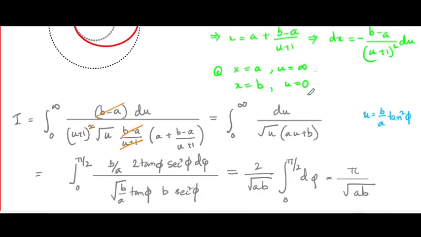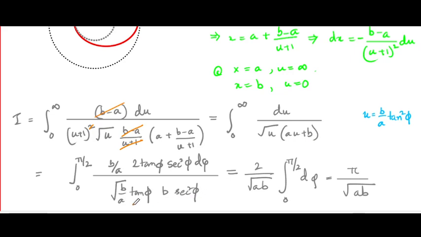But now, with this substitution, du is simply b by a into twice tan phi into sec square phi d phi. That's what you put on the numerator here. But what about the denominator? Root u is simply root over b by a tan phi. And what is important is au plus b is simply b tan square phi plus b. If you take the b common out, you get b times sec square phi.